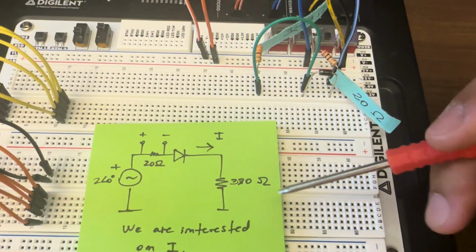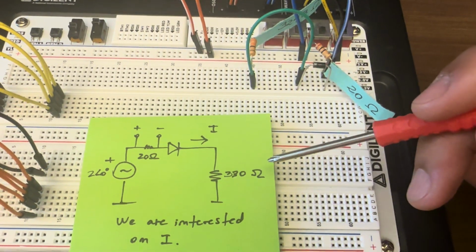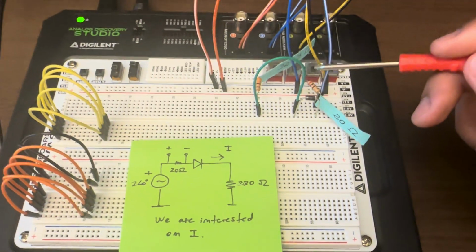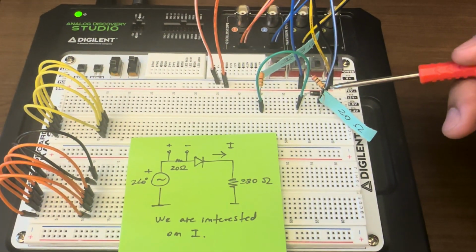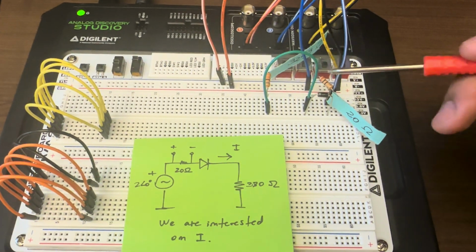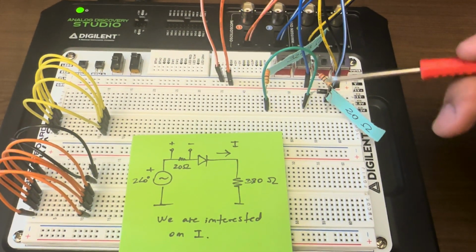Very simple circuit, similar to the one on activity 1. But we're going to now go into WaveForms and see what the FFT is for this signal, the current signal on the circuit.